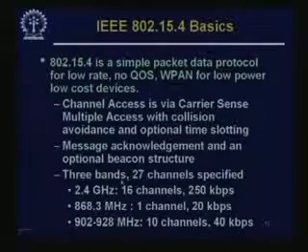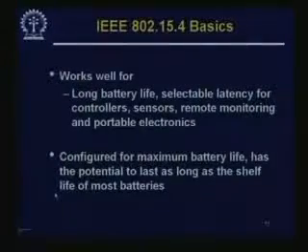So, 3 bands and 27 channels are specified: 2.4 gigahertz with 16 channels there, 868.3 megahertz and so on. It works well for long battery life, selectable latency for controllers, sensors, remote monitoring and portable electronics. So, for example, things like a sensor. The sensor just stays there, it is supposed to do its work which is sensing and maybe send little bits of data from time to time. So, it is a low rate, no quality of service guarantee is required, but low power and low cost is very important. So, that is the focus of this particular group.